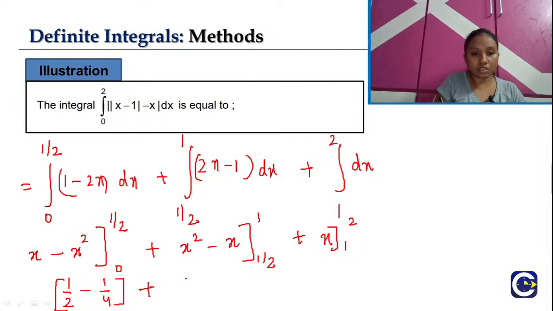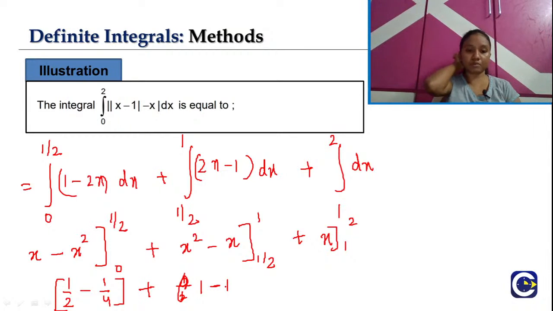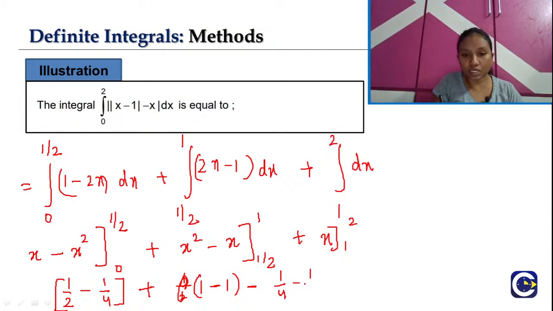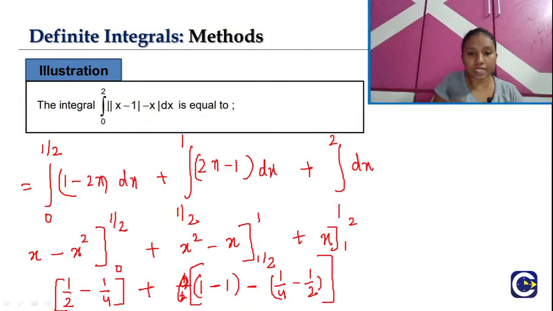And then here, 1 by 4, sorry, it will be x square at 1, right? So it will be 1 minus 1. So this will become 0, right? So 1 minus 1 will become 0. Minus, we have to substitute the next limit 1 by 2. That means 1 by 4 minus 1 by 2. So this is the integration part of the second term.